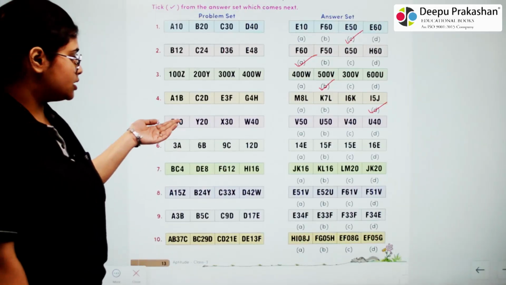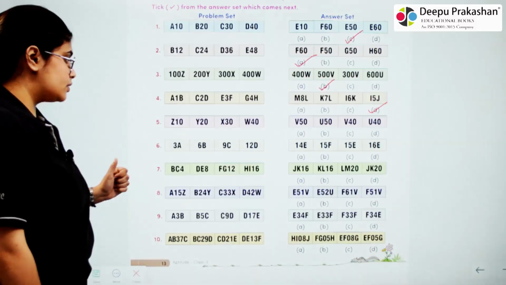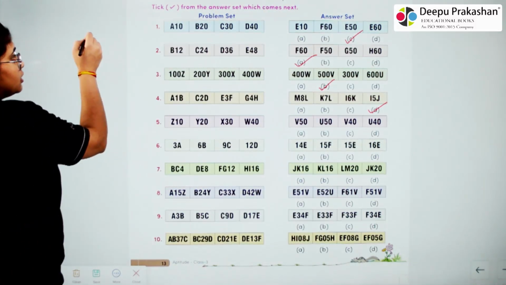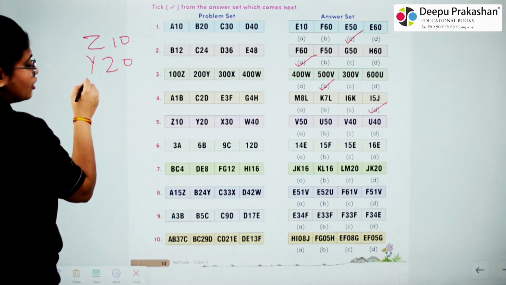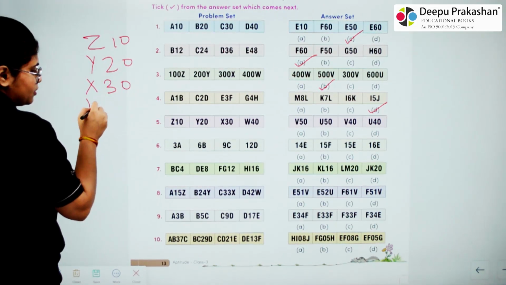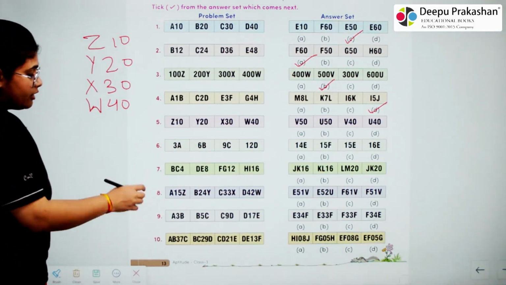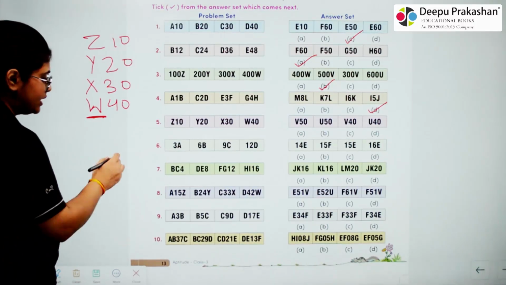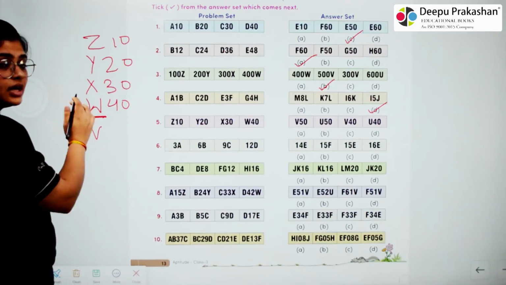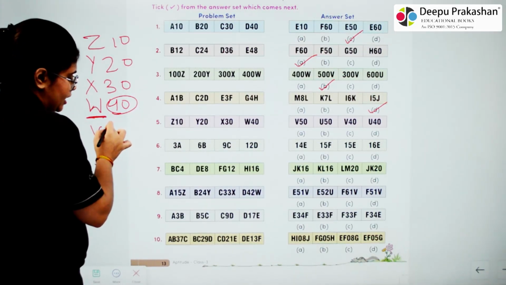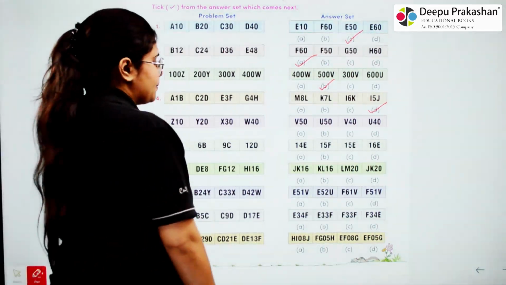Fifth, we are given Z10, Y20, X30, W40. That means we are having a reverse order of the alphabets and an addition of 10 to the number. For the next pair we have to see what comes before W. It's V. And for the number we need to add 10 to 40, and that is 50. So the answer for this part is V50.